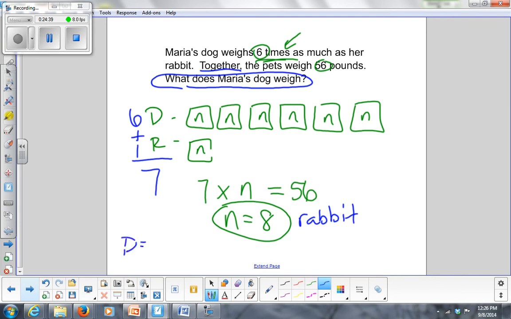8 times 6. So she says I do 8 times 6. Do you agree, disagree, or I don't know? Heather, why do you disagree? What am I trying to find out though? I'm trying to find out how much the dog weighs, right? And how many boxes do I have for dogs?